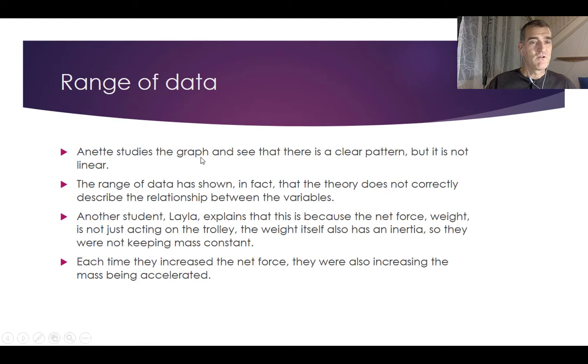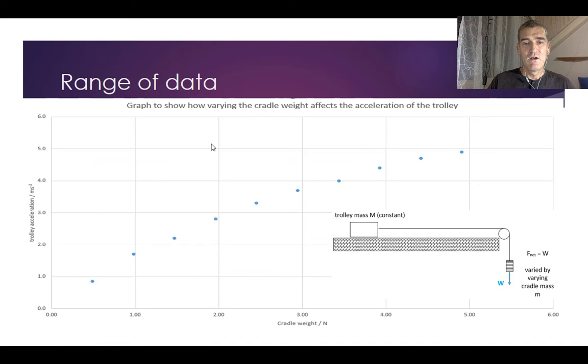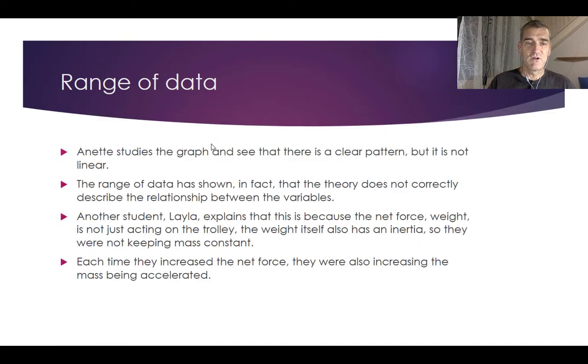There's a clear pattern, but it's not linear, it's curved. The range of data has shown that the theory does not seem to describe the relationship. If it did, it would be a straight line through the origin. You can't get a straight line passing through those points, even with error bars, to pass through the origin.